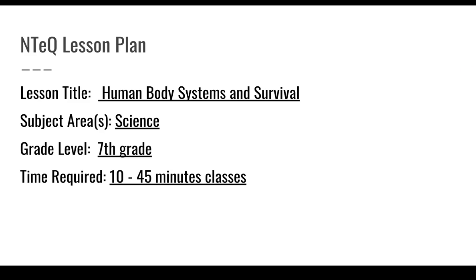So for the lesson plan, our lesson title is Human Body Systems and Survival. Subject area is going to be science. Grade level is 7th grade. It requires 10 45-minute classes, and it kind of depends on what level 7th graders you're working with. So if you've done other activities like this before, it might not take as many days as I had allowed.